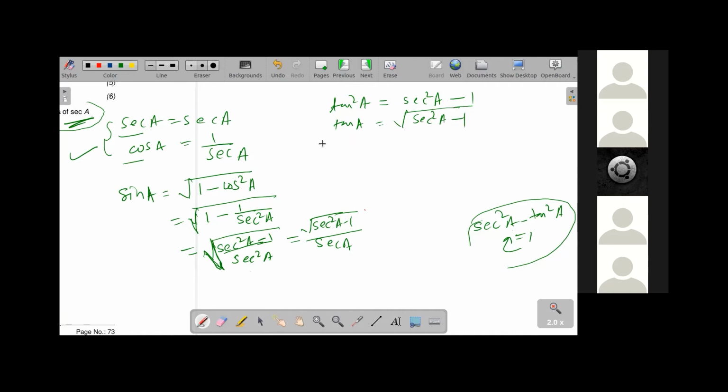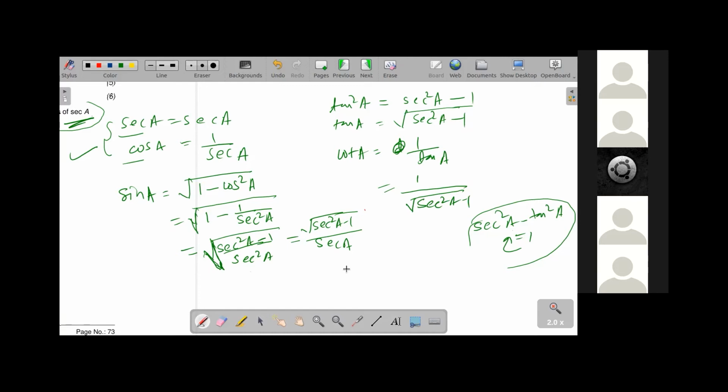So cos is converted, sine is converted, tan is converted. Now what's remaining? I think cot. So cot A is the reciprocal of tan A, like 1 by tan A. And now we know tan in terms of sec, so it will be 1 by root over sec square A minus 1. Okay.